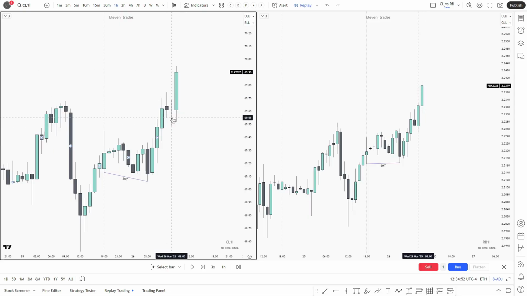In this case, we don't have any SMT divergence, but from the wick side, I can see the RB is creating a smaller wick and the crude oil is creating that larger wick. I long CL because the Forex platform doesn't have the gasoline. So from here, I would drop down to the 5 minute chart.